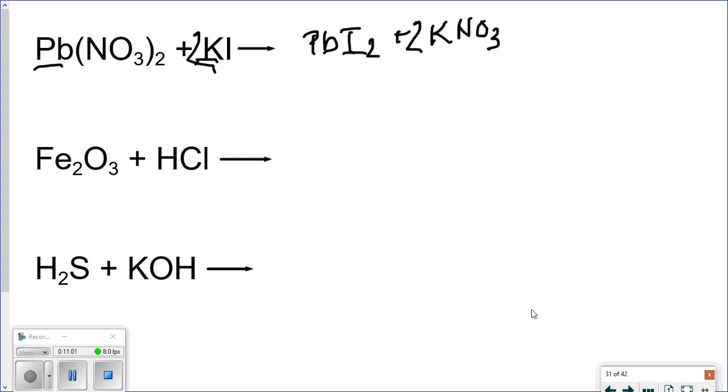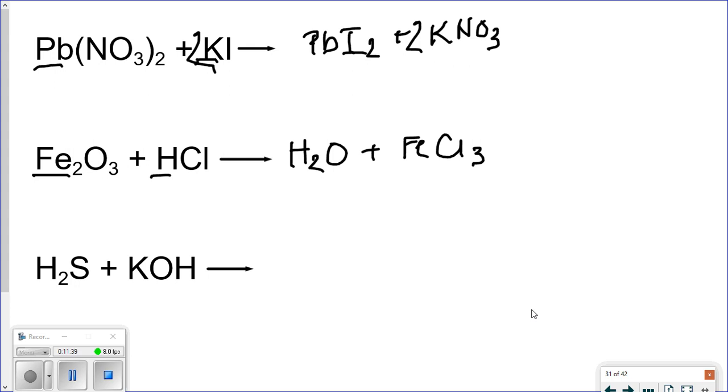Let's look at our second example. We have iron 3 oxide and hydrochloric acid. So here the iron and the hydrogen are going to be switching places. So hydrogen will pair up with oxygen, which is going to end up making water, while iron pairs up with chlorine, and iron had a charge of positive 3, so that carried over, so it's going to be Cl3. And from here, we can balance our equation.